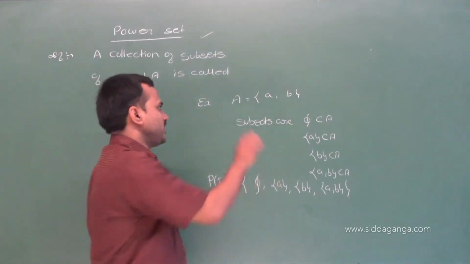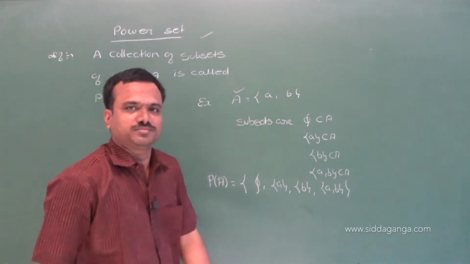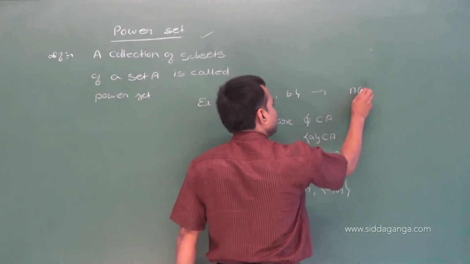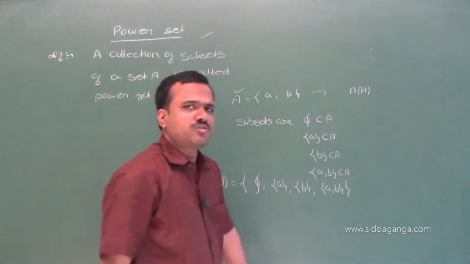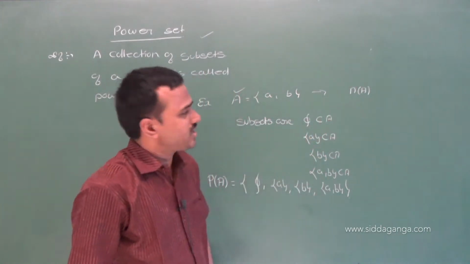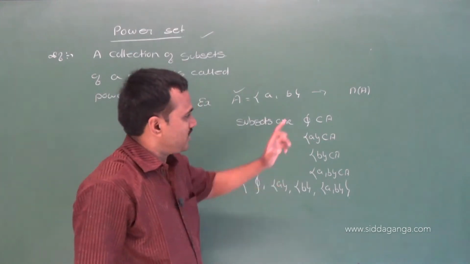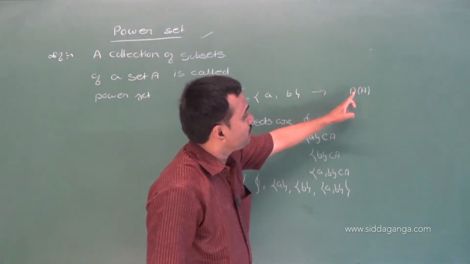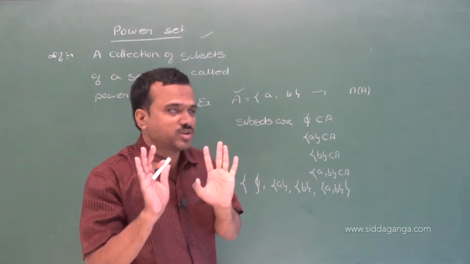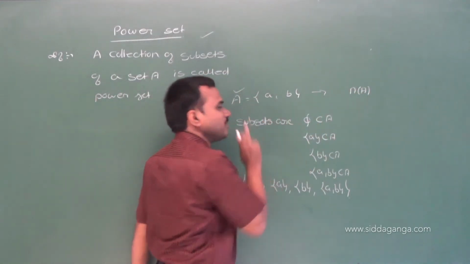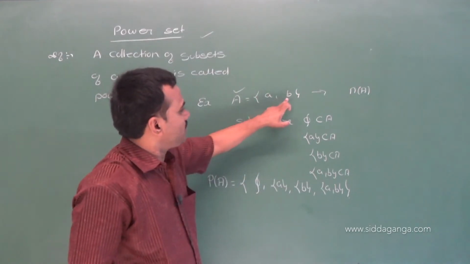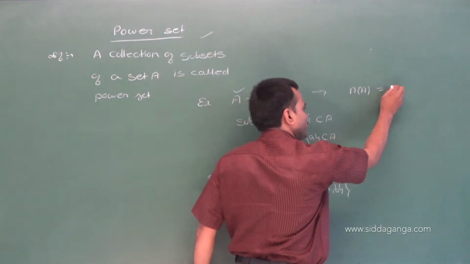One more point I explain by using this example. So here n of A. n of A means what, sir? Yes, now this is one new concept. n of A means, n indicates the number of elements in A. n of A means what? The number of elements in A. The number of elements in A is 2.